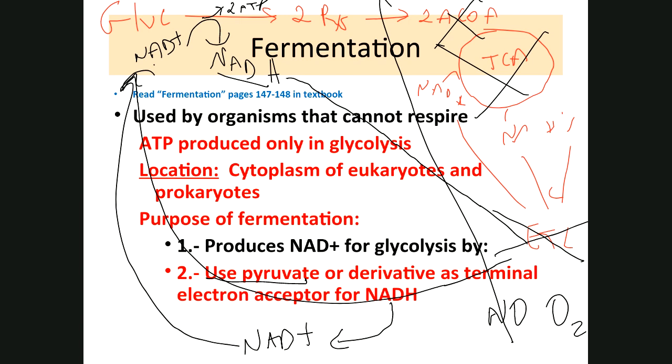Fermentation to the rescue. Fermentation is going to take NADH and turn it back to NAD+, so that glycolysis does not stop. That's why it's defined as the pathway that uses pyruvate or a derivative as a terminal electron acceptor for NADH. So, what kinds of organisms are going to ferment?